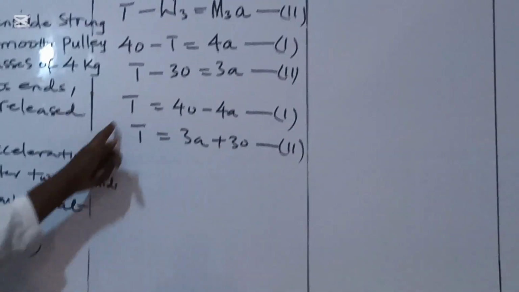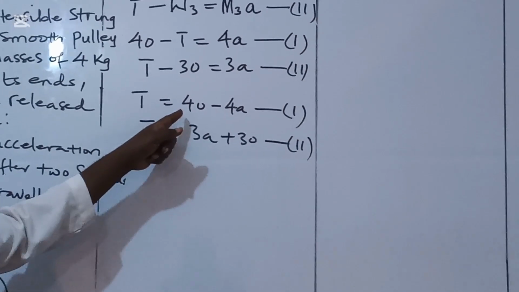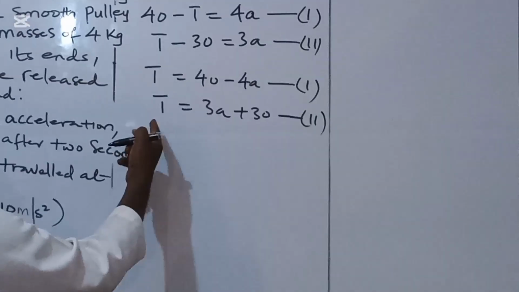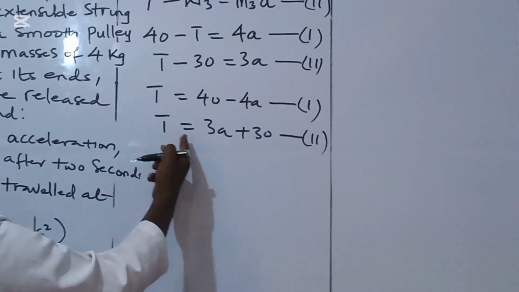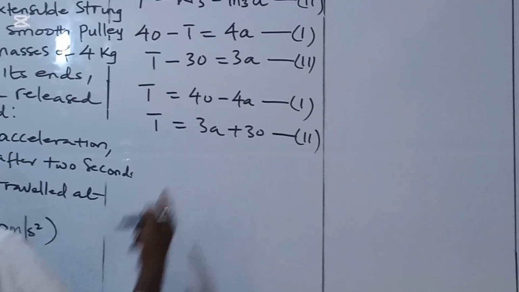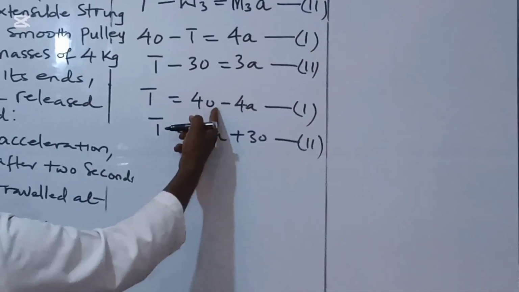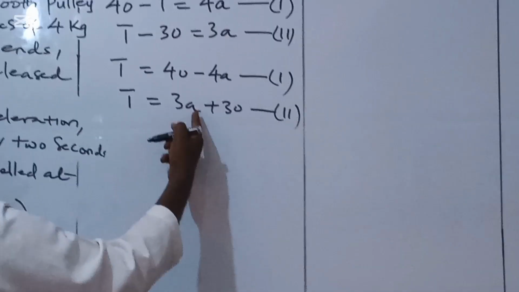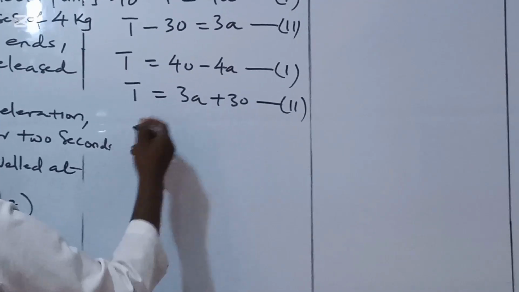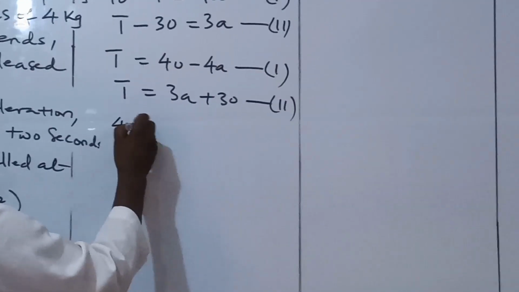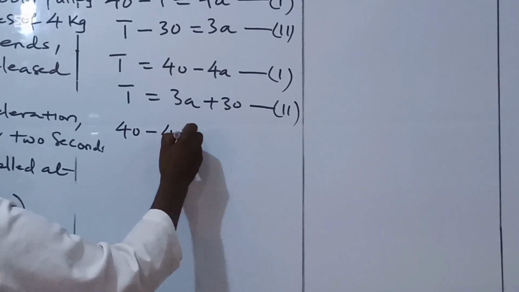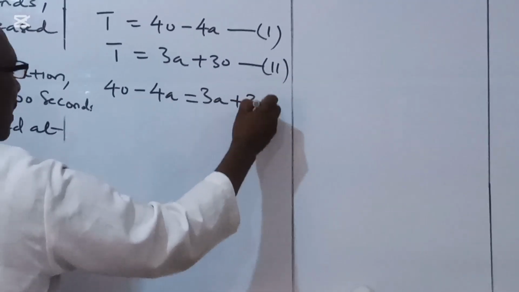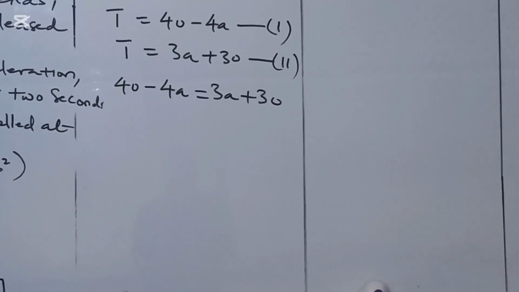We have from equation 1, T is equal to 40 minus 4A. And we have from equation 2, T is equal to 3A plus 30. T is equal to this, T is equal to this. That means invariably this expression is equal to this expression. So I'm going to put 40 minus 4A is equal to 3A plus 30. Correct, right?